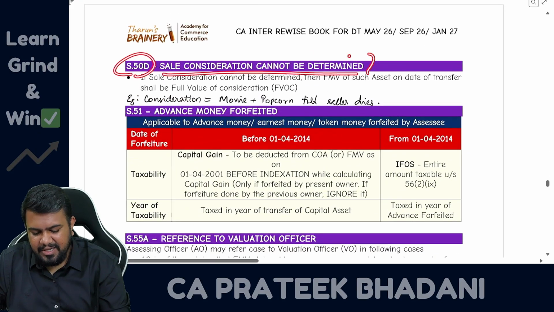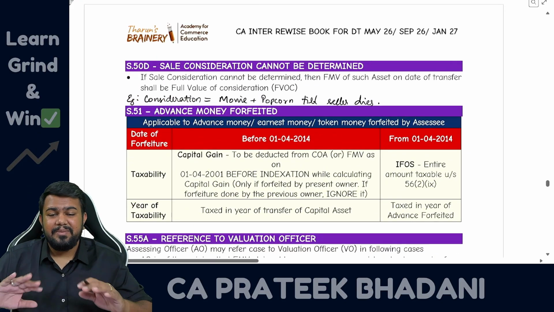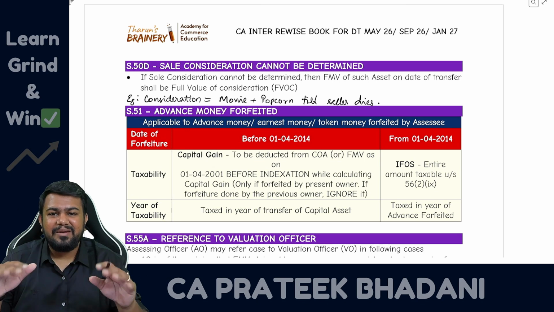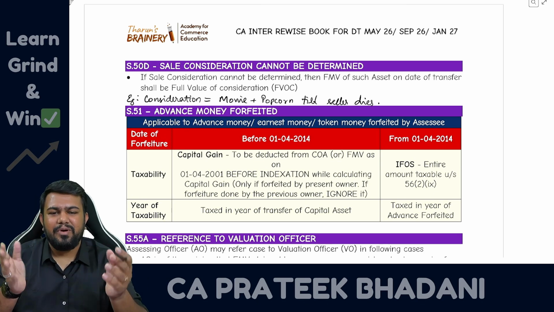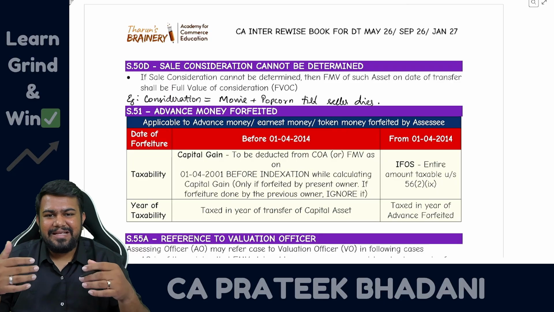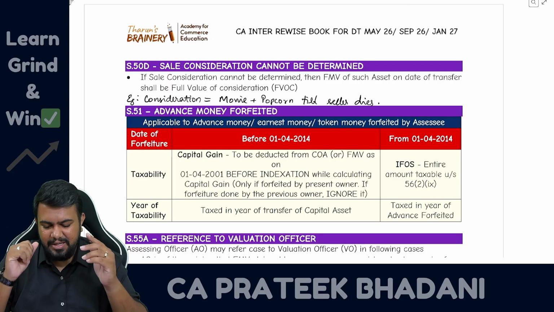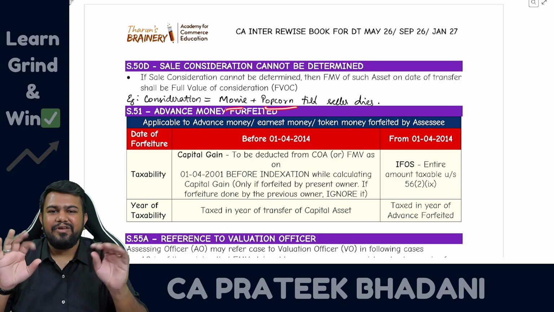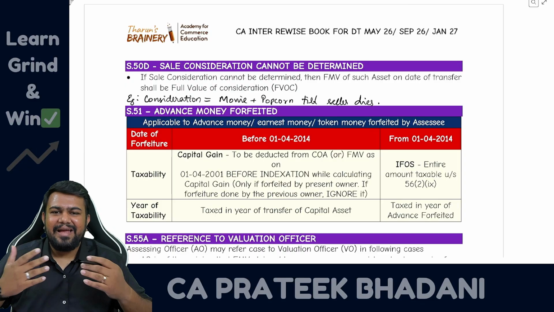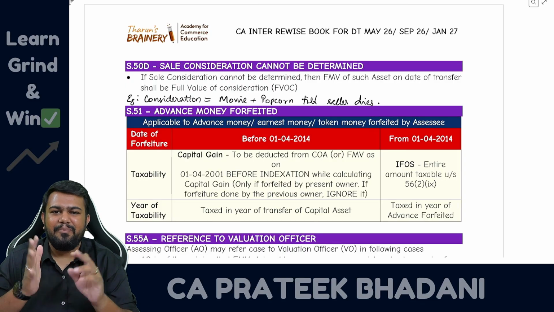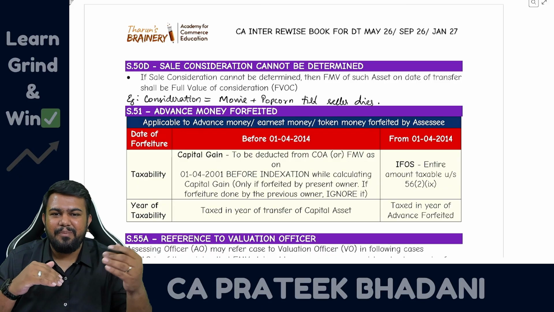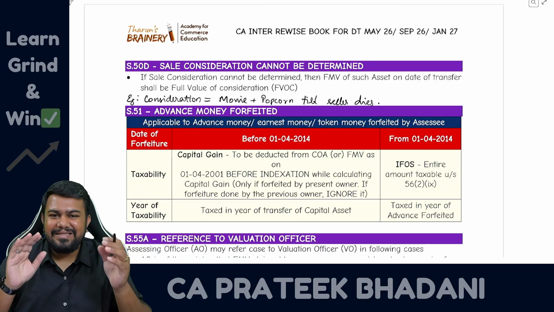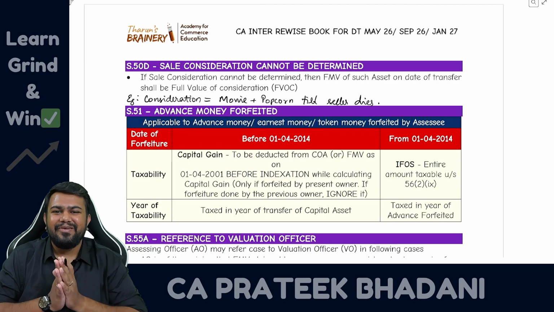Sale consideration cannot be determined. Sir, some asset is sold, but we can't even determine what the sale consideration is. For example, I have sold my property to another person and I told them, instead of this property, please give me a movie and popcorn every week till I die. Till I die, you please sponsor a movie and popcorn for me. So what is the sale consideration? Can you find out the value of movie and popcorn till I die? Answer is no. In such a case, how do we decide the value of sale consideration?